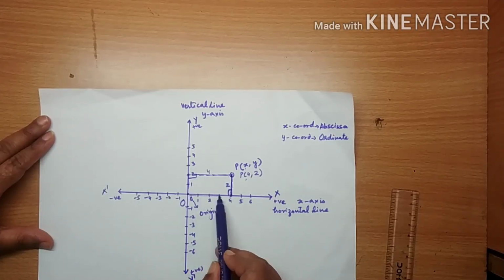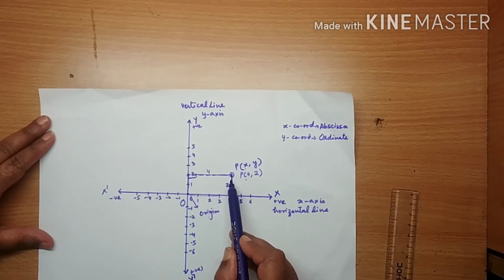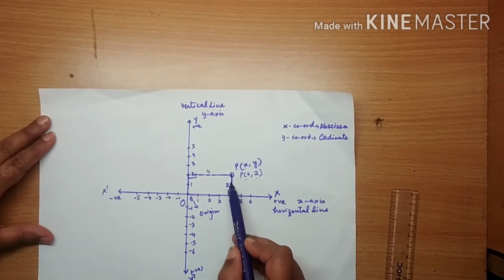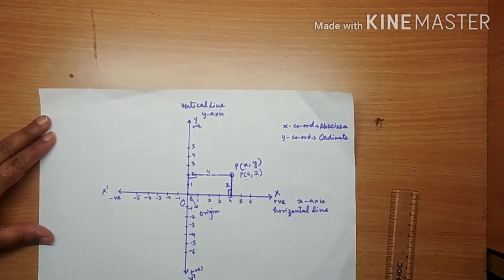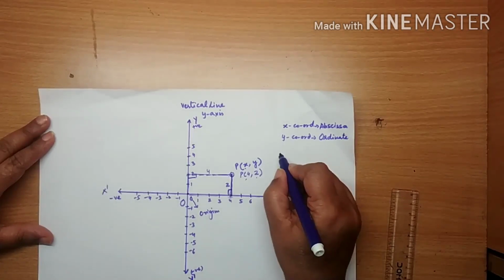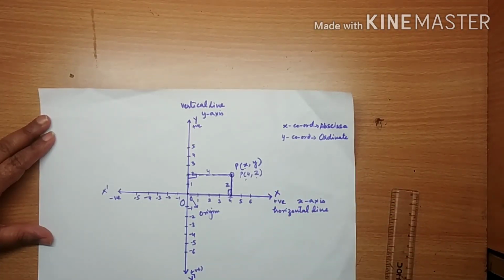So x coordinate of a point is the distance of the point from y-axis, perpendicular distance from y-axis. And the y coordinate of a point is the perpendicular distance from x-axis. Always remember, the x coordinate is the perpendicular distance from y-axis and y coordinate is the perpendicular distance from x-axis.